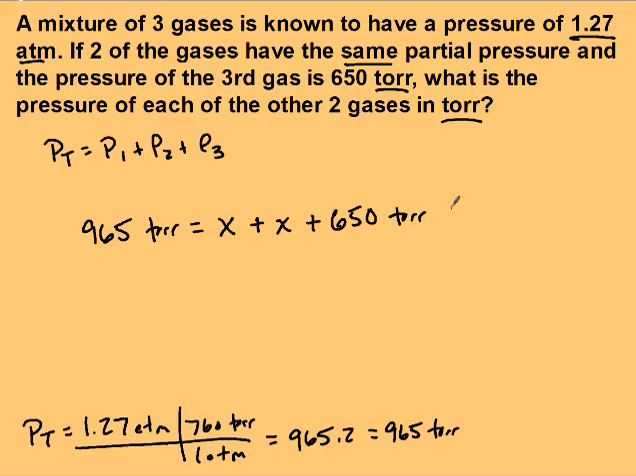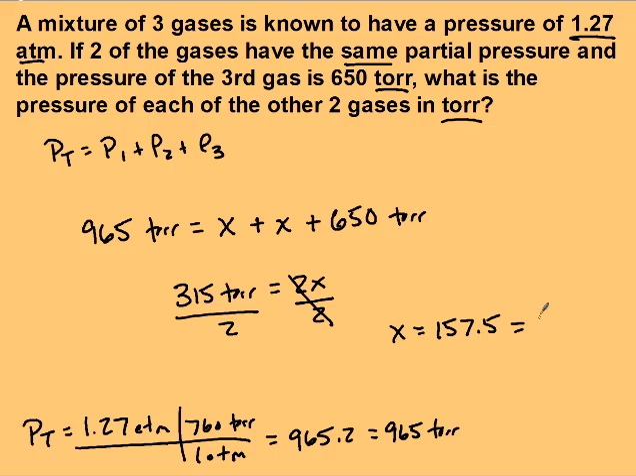So now, when solving that, I can subtract out my 650 and then combine those two x's to just give me 2x. So then I divide by 2. So x is equal to 157.5 or 158 torr.